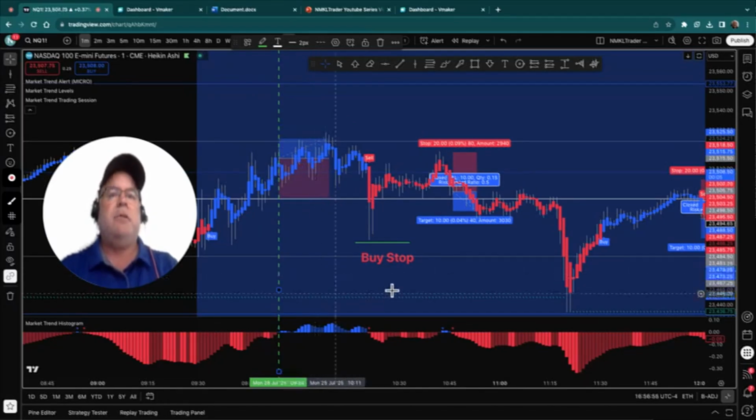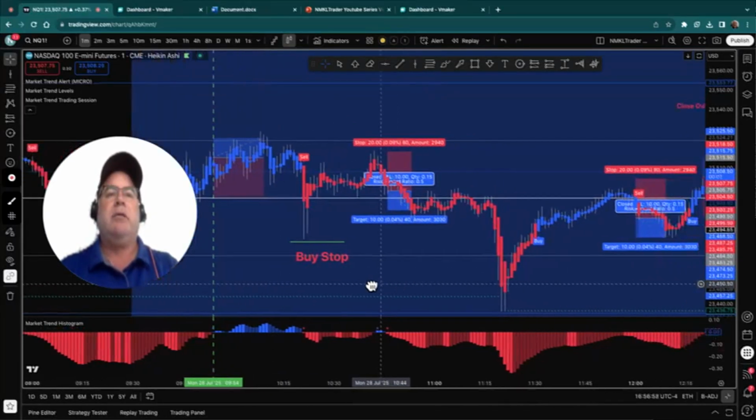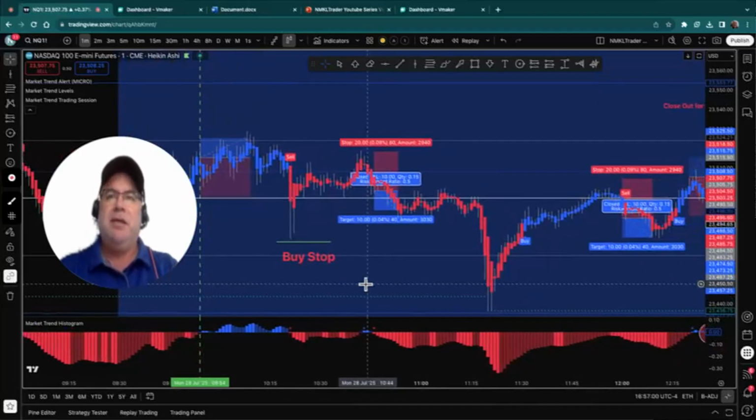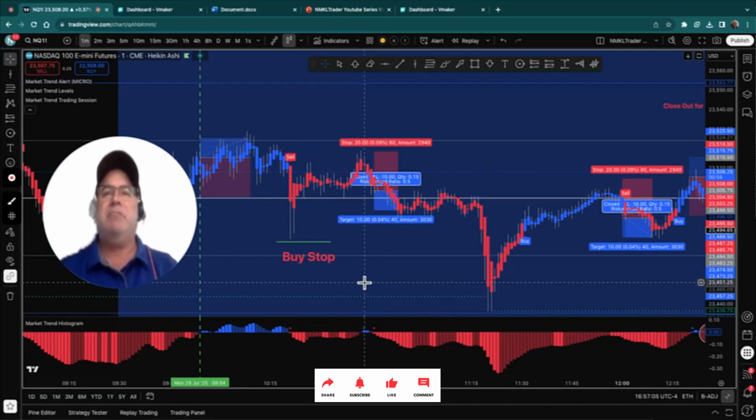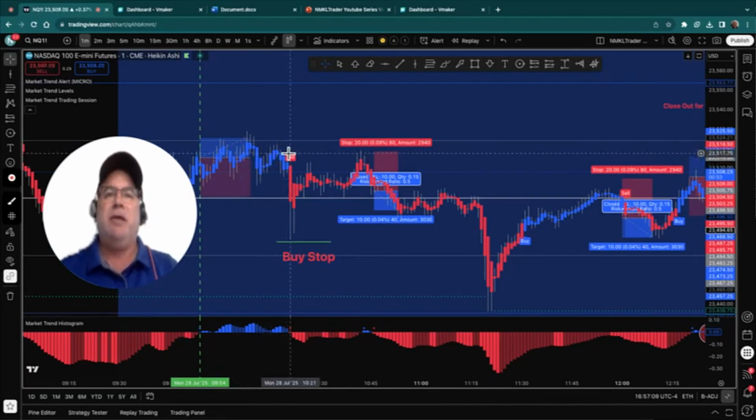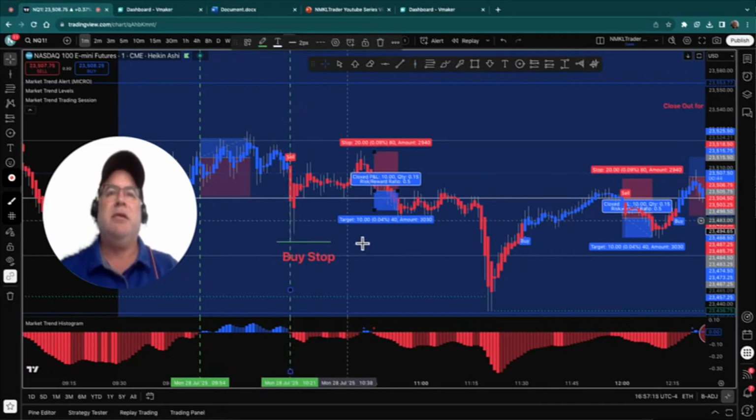All right. Now, going on here, I'm going to share something with you that we use and teach here at MKL Trader. It's called setting buy stops. Now, here we get another agreement. Let's go ahead and put a green line there. This is the beauty of trading the MKL Trader system, the market trend system.